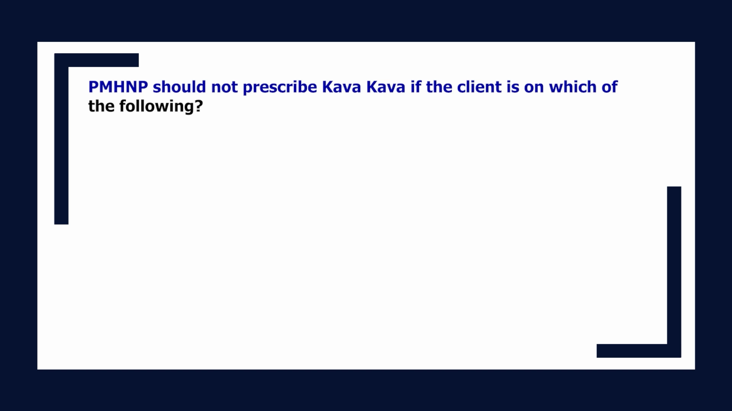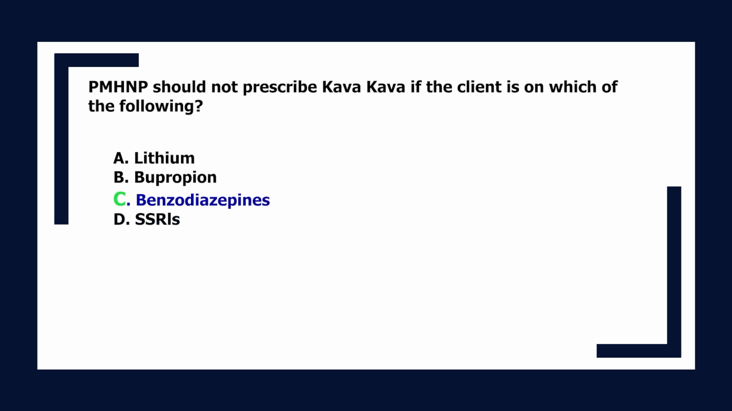PMHNP should not prescribe kava-kava if the client is on which of the following? A. Lithium. B. Bupropion. C. Benzodiazepines. D. SSRIs. The answer is C. Benzodiazepines.